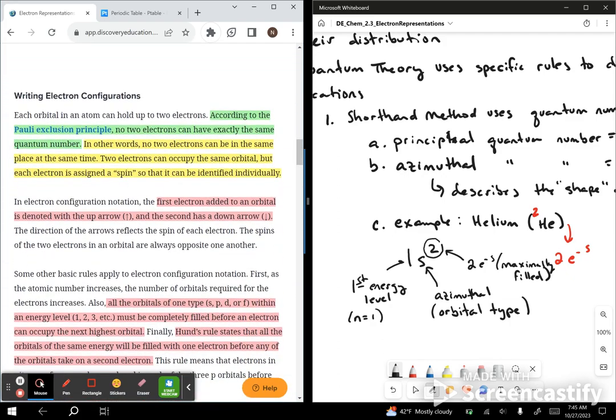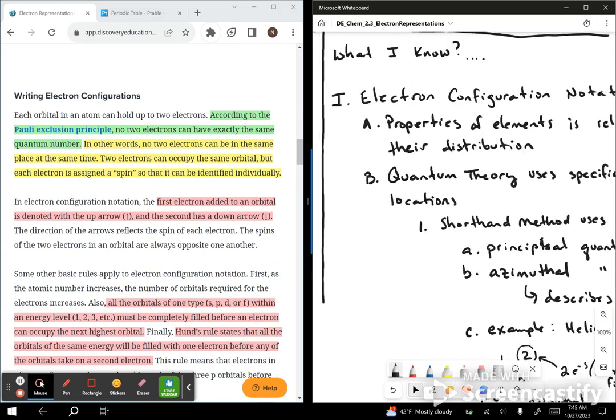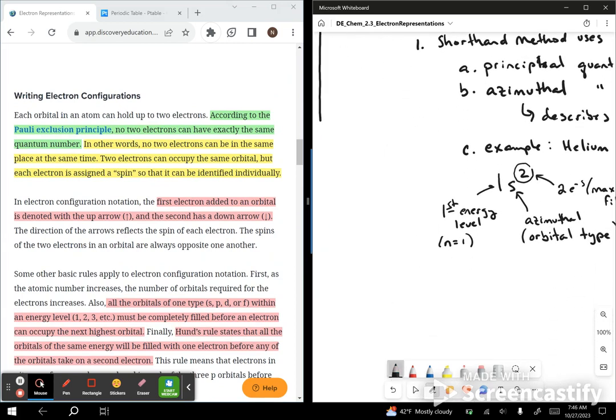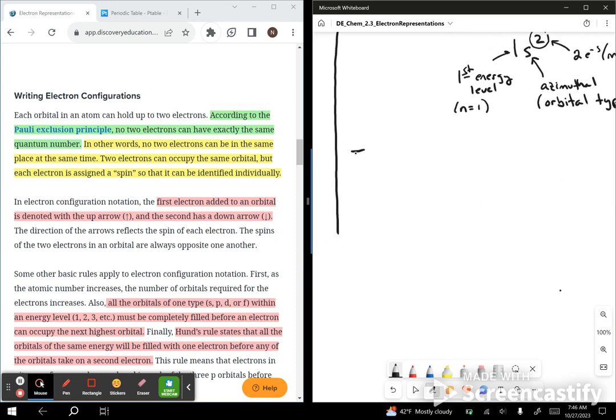Okay, so writing electron configurations. Let's go ahead and write this down as Roman numeral 2, I believe. Okay, we're going to carry this little line down. And here we go, Roman numeral 2, writing electron configurations. And they give us a little thing here. They re-mention the Pauli exclusion principle. We wrote about this last chapter, but you can go ahead and rewrite it if you need to.